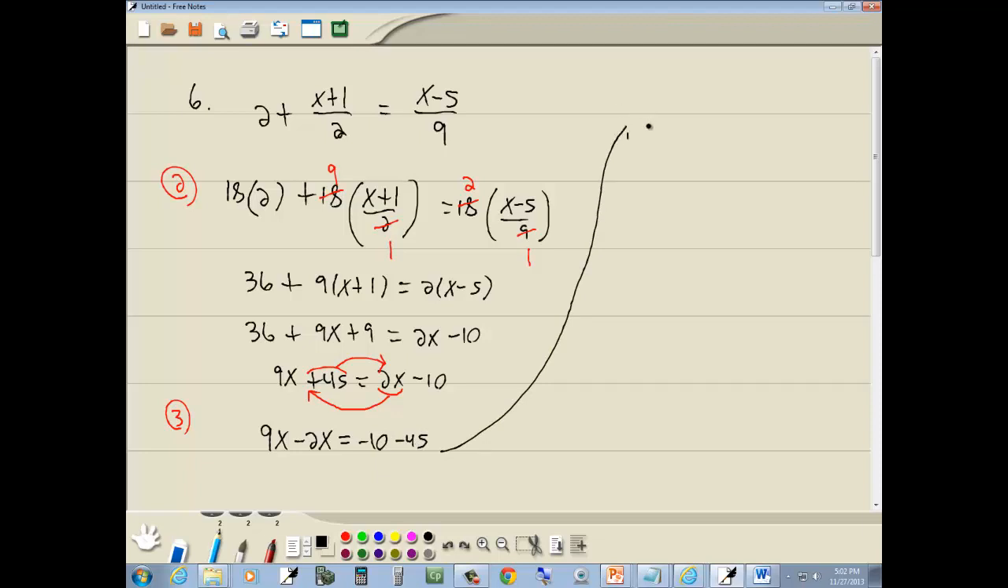Combine together like terms in any step. 9x minus 2x is 7x. Combine together numbers. Negative 10, negative 45 is negative 55. Step 4. Divide both sides by the number in front of your x. The number in front of our x is a 7, so we'll divide both sides by 7. And 7's cancel. And we got x is equal to negative 55 over 7. And that's our answer.